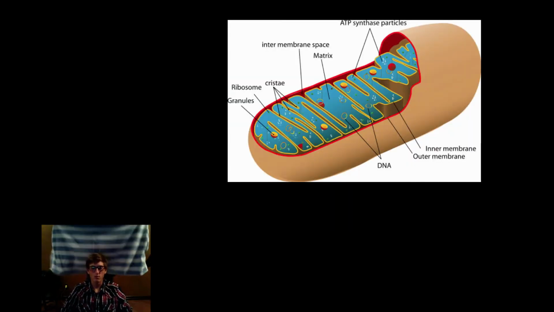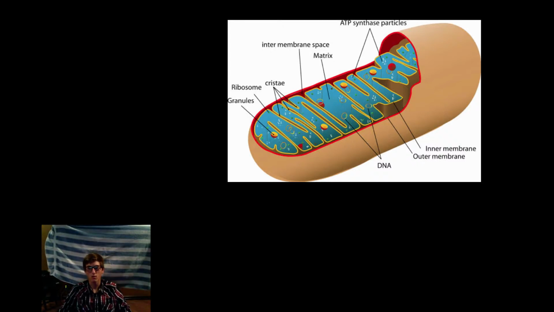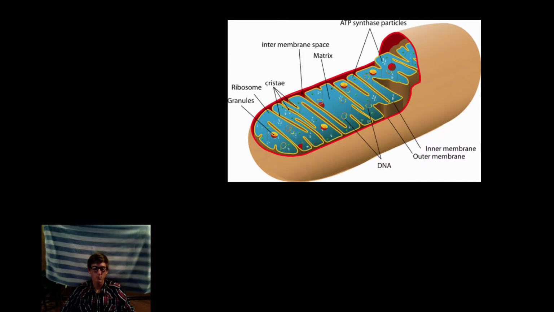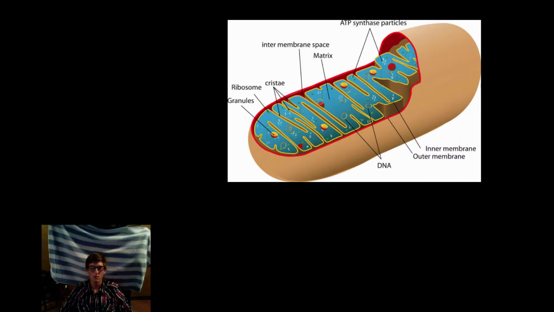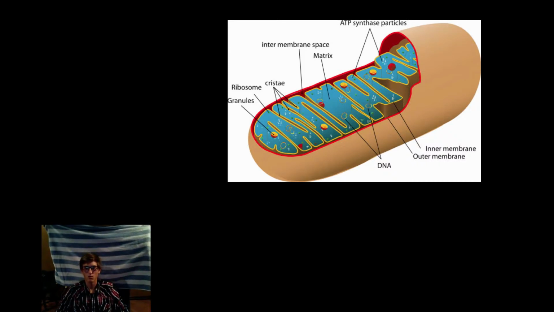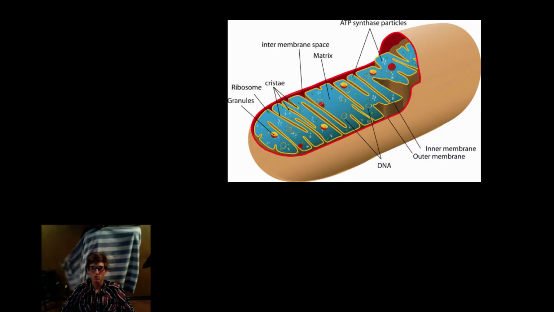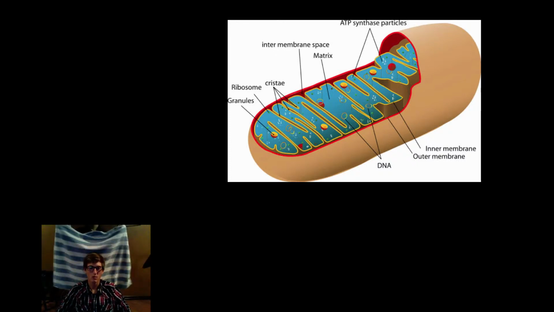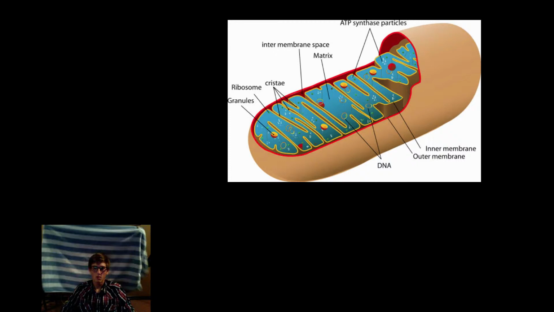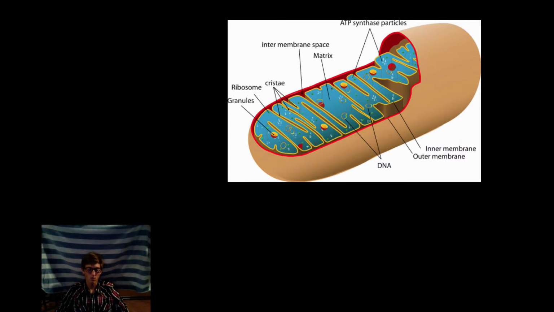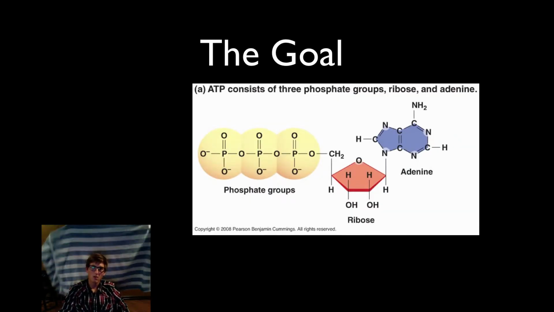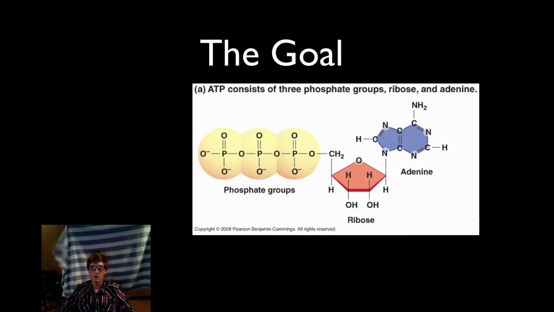There are three steps to cellular respiration. The first, glycolysis, occurs in the cytoplasm. The second, the Krebs cycle, or the citric acid cycle is its other name, occurs in the matrix. And the third, the electron transport chain, which is where chemiosmosis occurs, is found in the cristae of the mitochondria. The main goal, as I said, is to produce ATP.